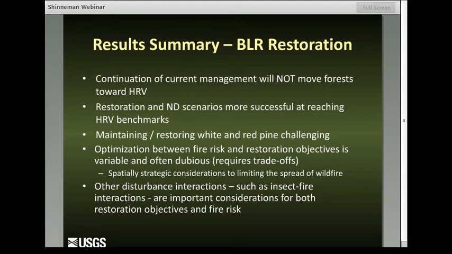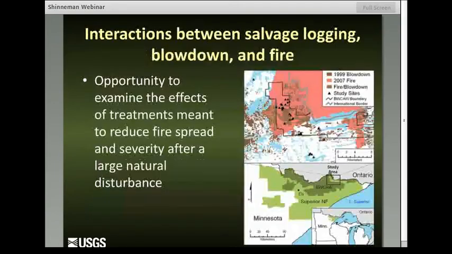And lastly, by doing the research with Brian Sturtevant and others, we can also see that we have to consider other disturbance interactions as well, including insect-fire interactions that also are going to be important considerations for restoration and fire risk objectives over the long term.